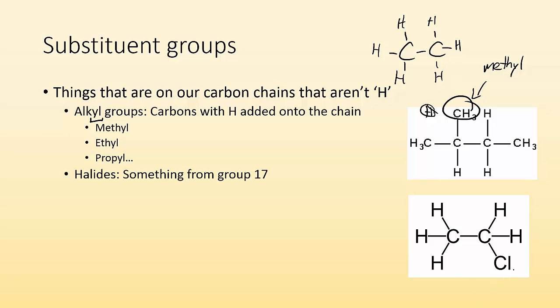All right, and we can also have halides, stuff from group 17, being dingly-danglies on our alkanes. So if it's a fluorine, then you say fluoro. So that's how we say there's a fluorine there. If it's a chlorine, it's chloro. If it's a bromine, it's bromo. And if it's an iodine, it's iodo.